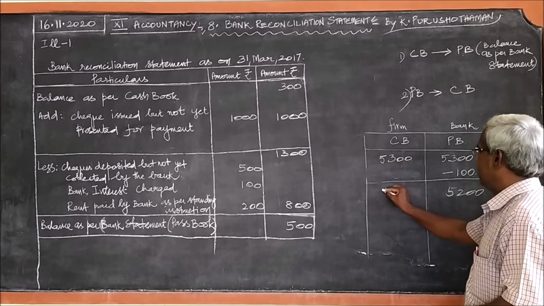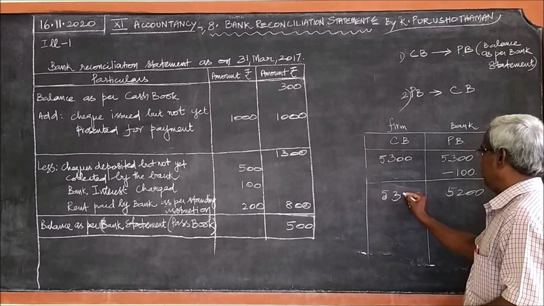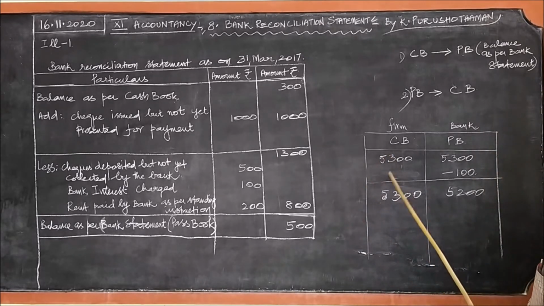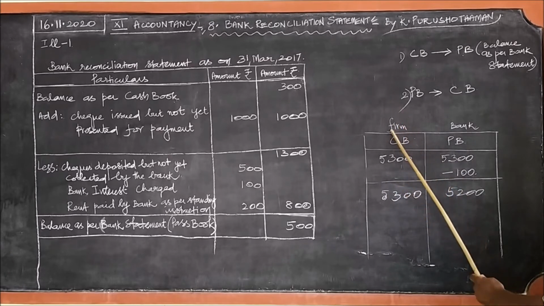Now what happens in the cash book? The balance will be 5,300 as it is, because what the bank did we do not know, that is, the business does not know. Therefore the balance will be 5,300.